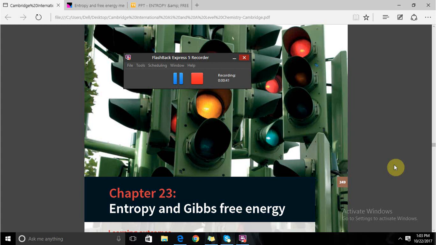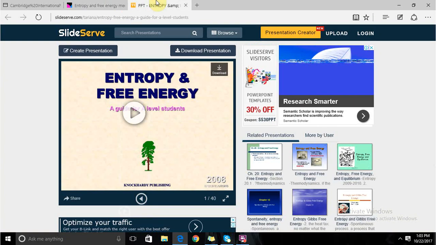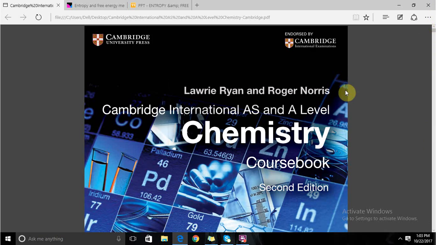We will be using the Chem Guide page about entropy and Gibbs free energy, and we will be using the Knockhardy presentation about entropy and free energy, and we will also be using this book called Cambridge International AS and A-Level Chemistry by Lawrie Ryan and Roger Norris. Well, let us proceed.